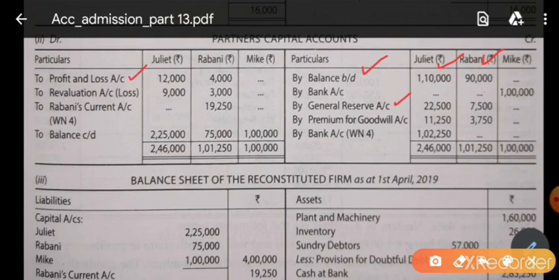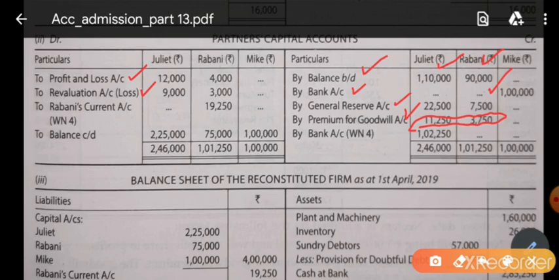Now the new partner has brought 1 lakh capital, so you can see it is written by bank 1 lakh. The new partner has brought goodwill also, so it is written by premium for goodwill, distributed between sacrificing partners in the sacrificing ratio. There was a loss on revaluation, so this is also written. And now the only thing left is that we will calculate the new ratio first of all. Second step, we will calculate the total capital. Third step, we will divide the total capital in the new ratio. These are the 3 steps that we have to follow.